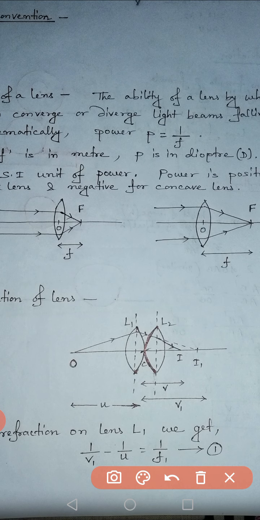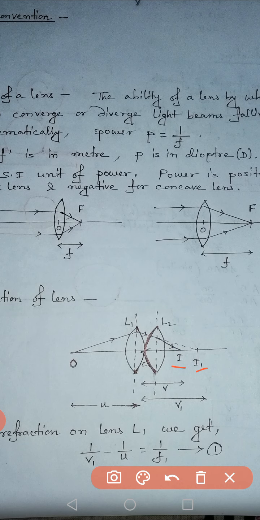But practically we have two lenses, so this light ray from lens L1 will come and fall on lens L2, and lens L2 will converge it more. As a result, finally the image is formed at I. I think it is clear. So what is I1 then? I1 is the image position for lens L1 when only L1 is present. I is the final image position when both the lenses are present.